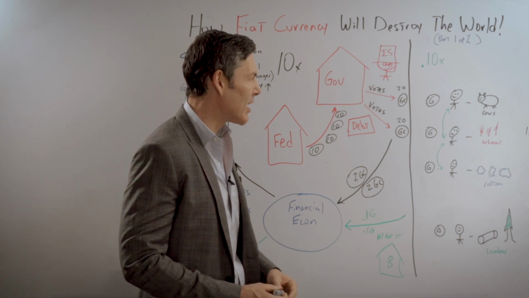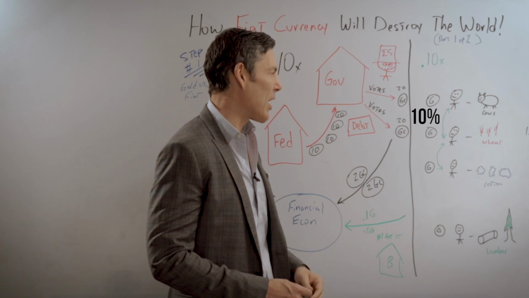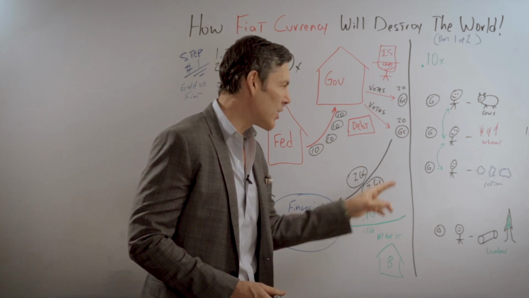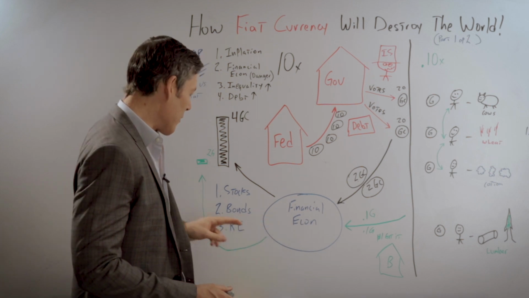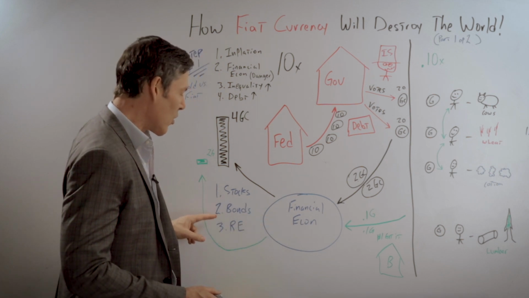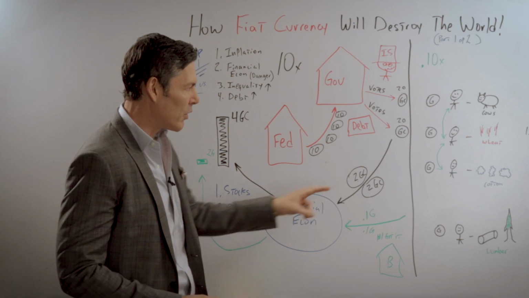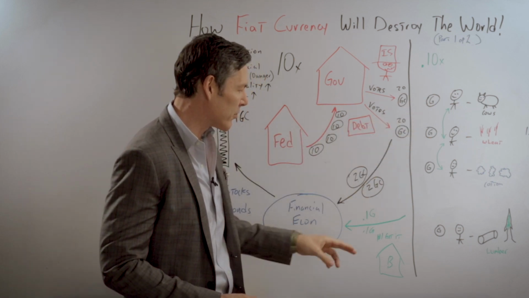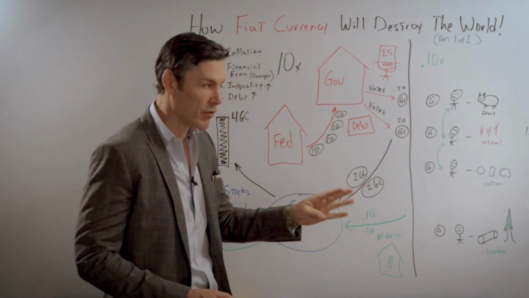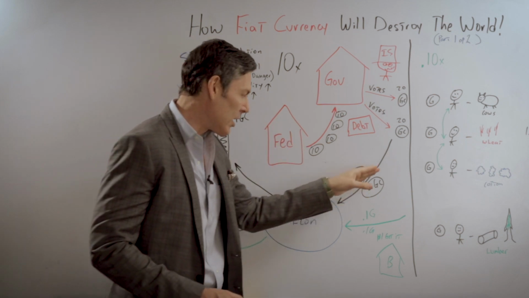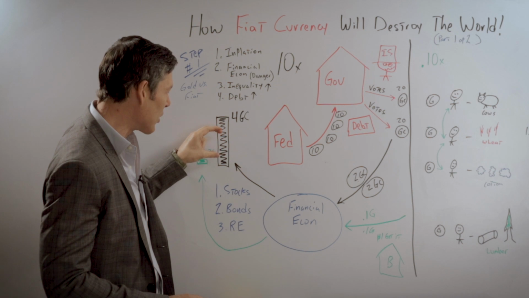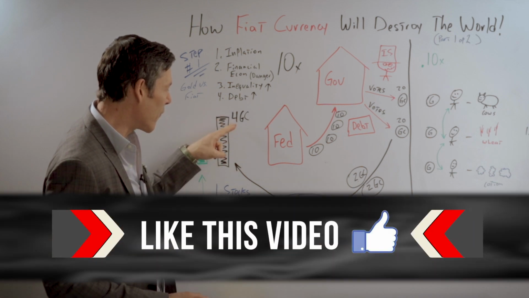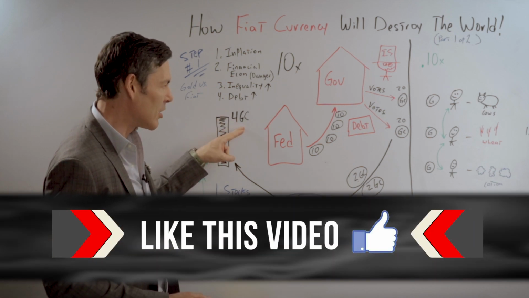So I'm going to go ahead and take 10% of my coins and I'm going to invest them into the financial economy. I'm going to buy stocks, bonds, or real estate. So each one of these farmers takes 2 of their coins, so 4 coins total, and inserts them into the financial economy. That makes the economy grow to a size of 4 coins in total.